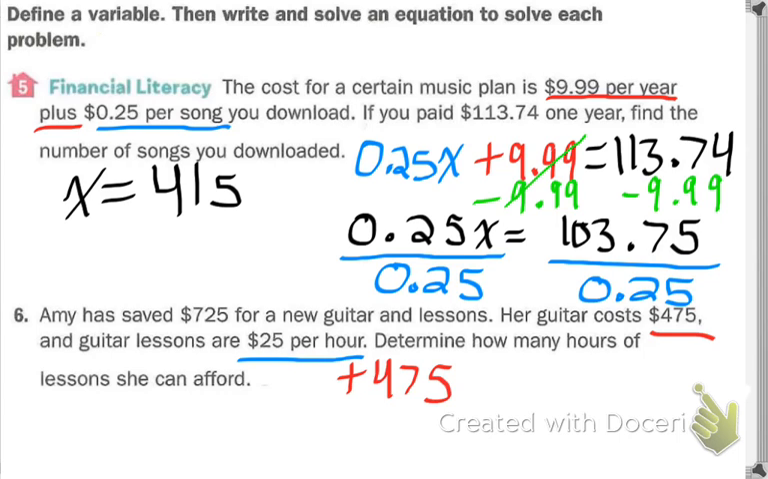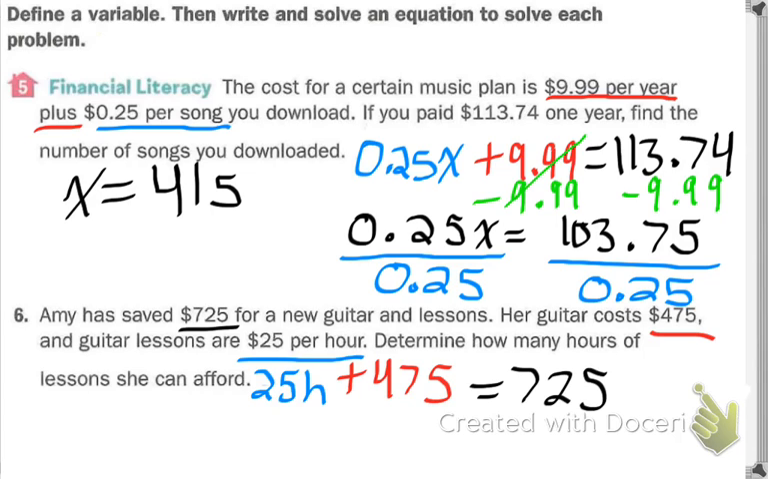Well, if they're $25 per hour, that means $25 times the number of hours of lessons. So 25 times H for hours. I should have defined my variable. I forgot to again. Define your variable. Make sure you know what you're looking for. That's your letter. Anyways, it says she spent a grand total. She saved $725. So that's going to be her grand total, because everything she can afford is going to add up to $725.